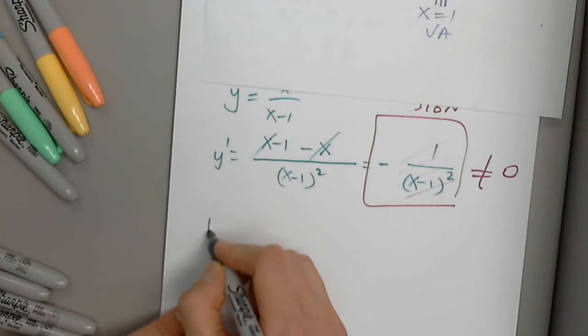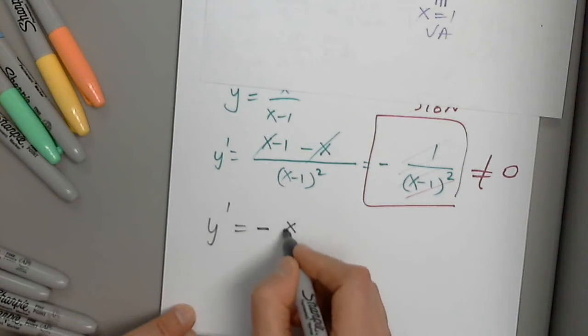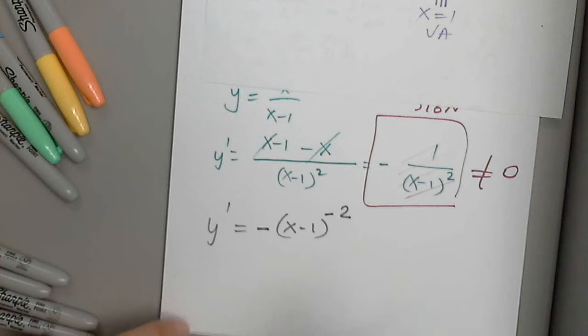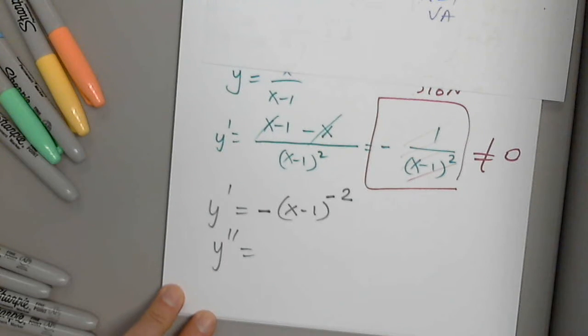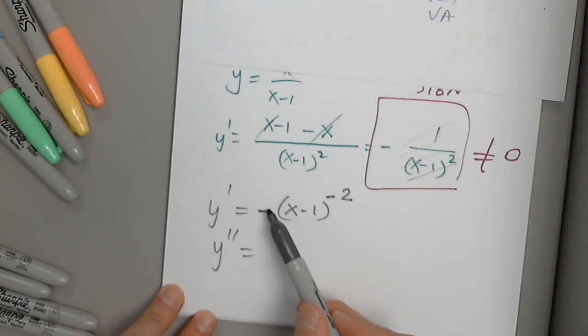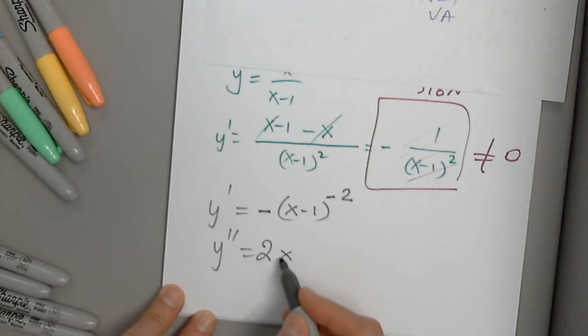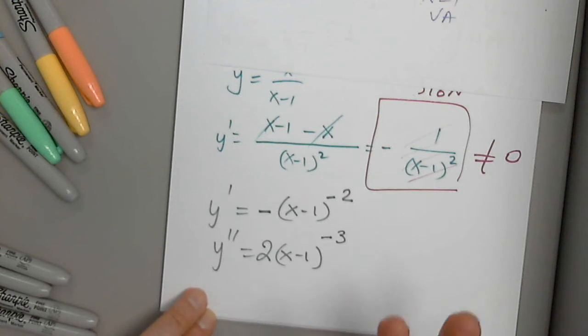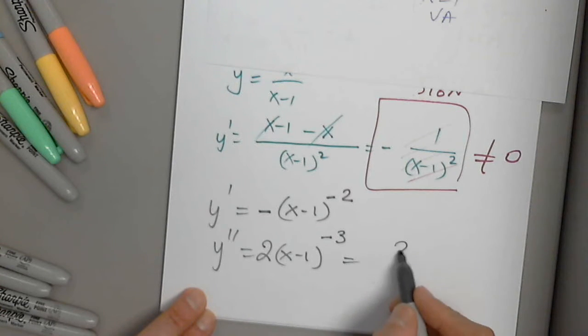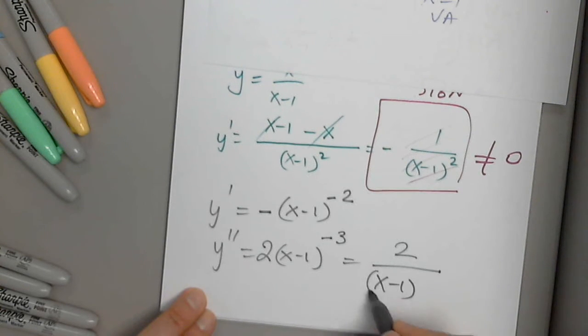So the first derivative is this. This is what I want to differentiate. I don't want to differentiate this. I want to differentiate this because it's easier. So the second derivative is, can anyone give us the answer? 2 times (x minus 1) to the negative 3 times the inner function prime, but it's 1. So this is 2 over (x minus 1) to the third.